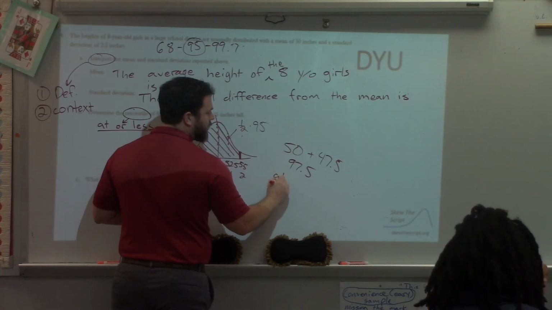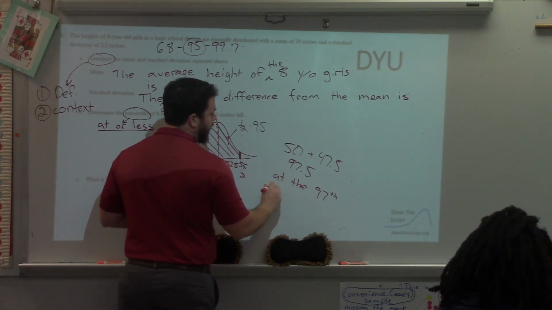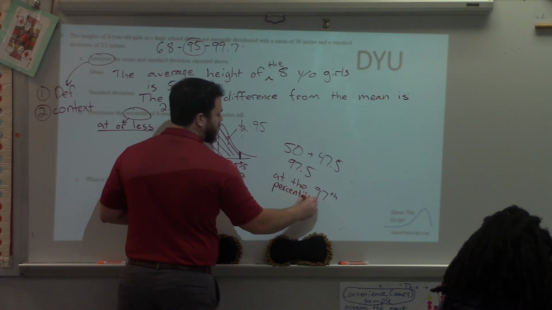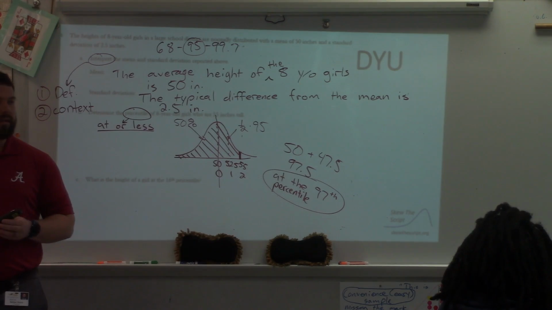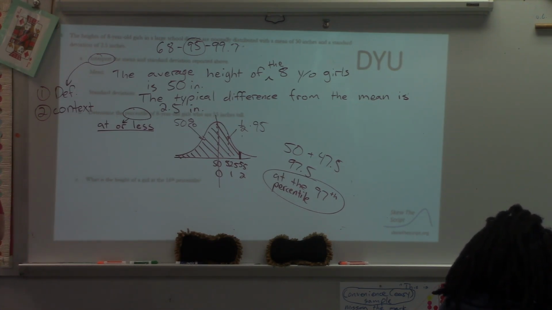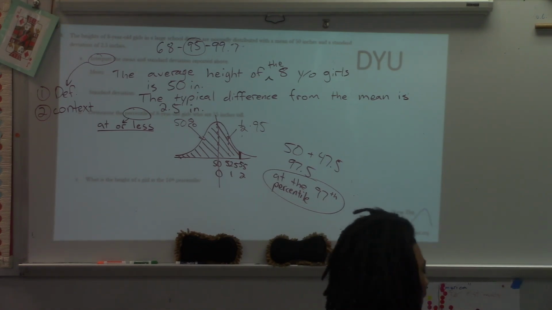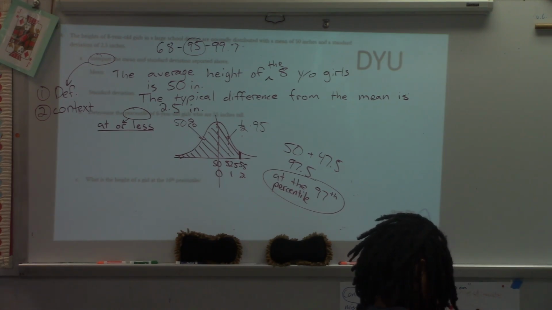so they are at the 97th, I would also accept 98th percentile. They're at the 97th or 98th percentile. That's all it is. It's the percent at or less. Notice I didn't leave it as a percent though. I rewrote it essentially as a percent, but at a percentile.